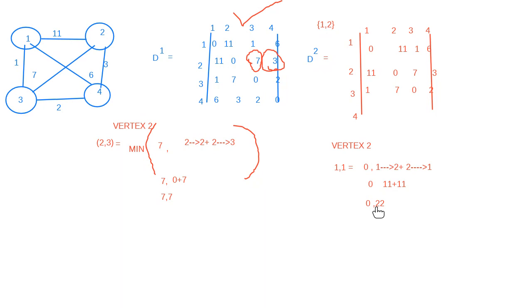Bache, from 0 and 22, which one is minimum? Mohit, what has happened to you today? Mohit, 0 and 22, which one is minimum? 0 is minimum. I am asking from 0 and 22, which one is minimum? And you are telling me 11. No, it is not 11. From 0 and 22, 0 is minimum.